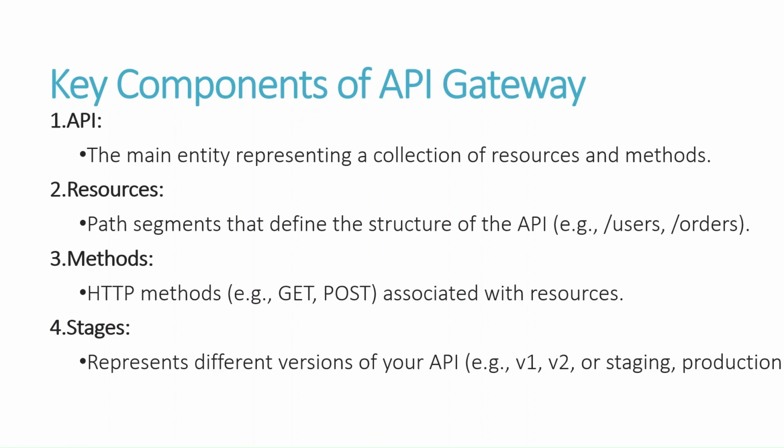So it represents a different version or environment of your API, like staging for testing before releasing changes, and production for the live or real-world users. So versions like V1, V2 represent the older or newer version of your API.